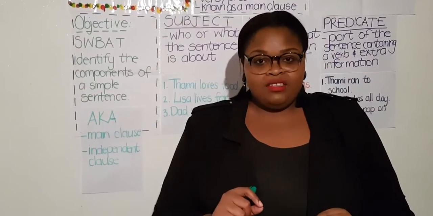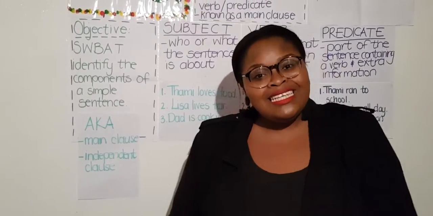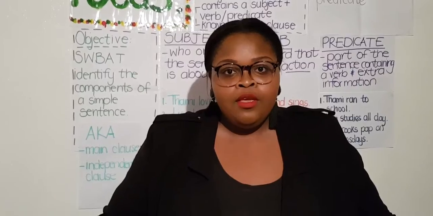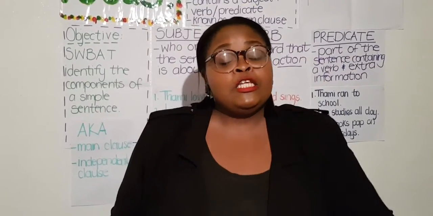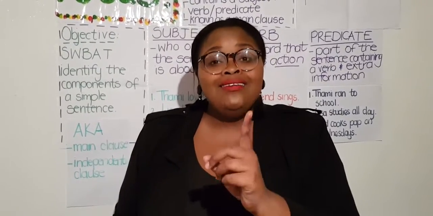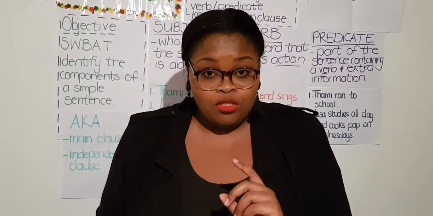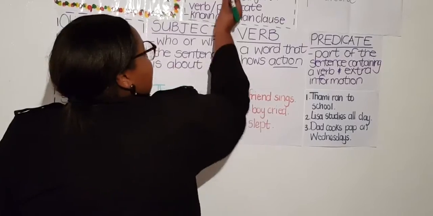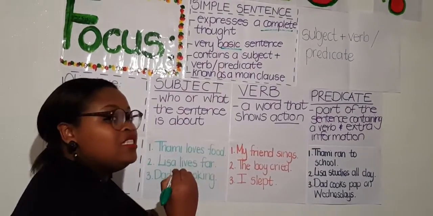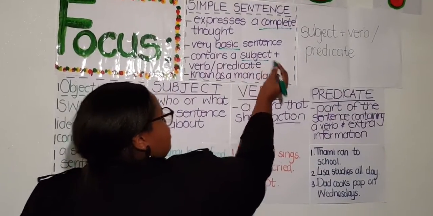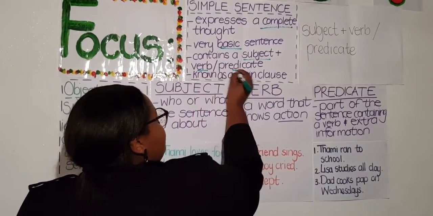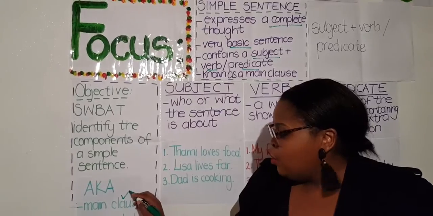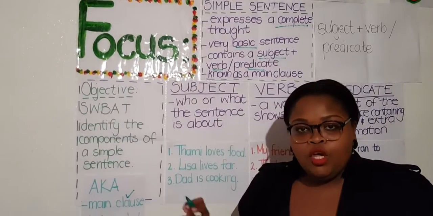I will repeat myself. A simple sentence is a sentence that is very, very basic. What I mean by that is that it expresses one complete thought. Complete. Okay? Basic. And what does it have? It has a subject, a verb, or a predicate. What else do we call a simple sentence? A main clause or an independent clause.